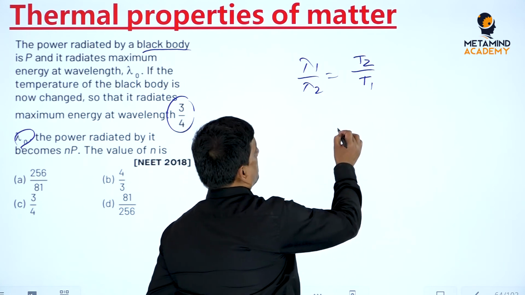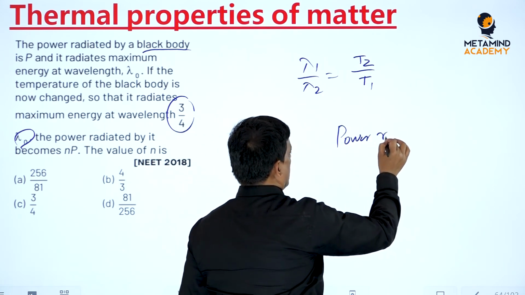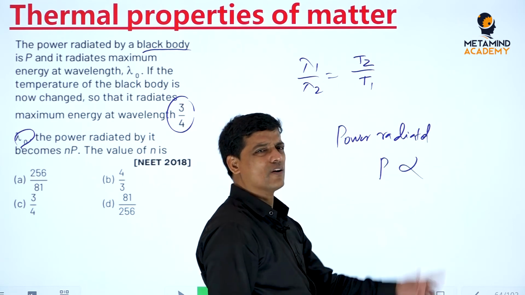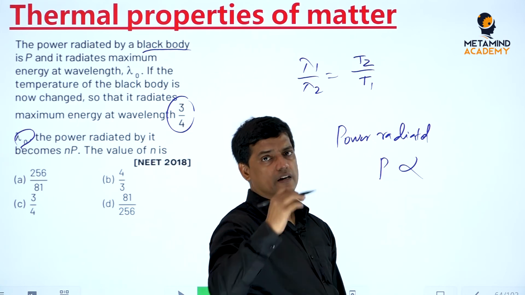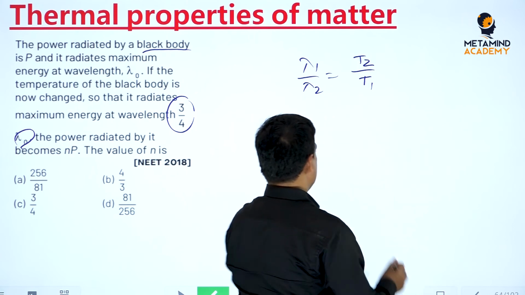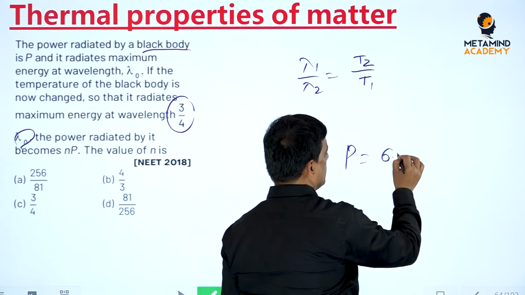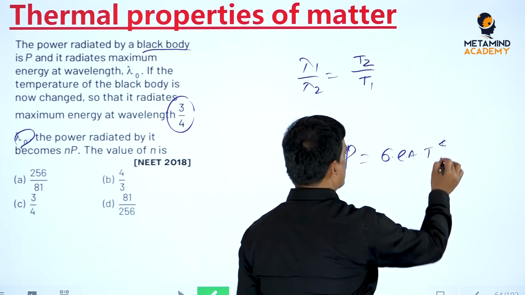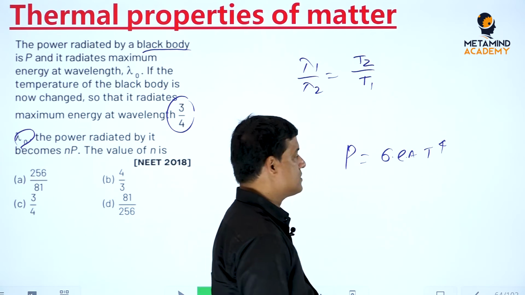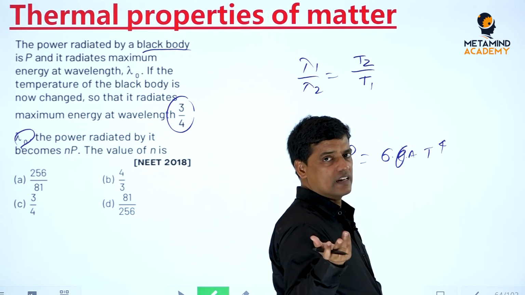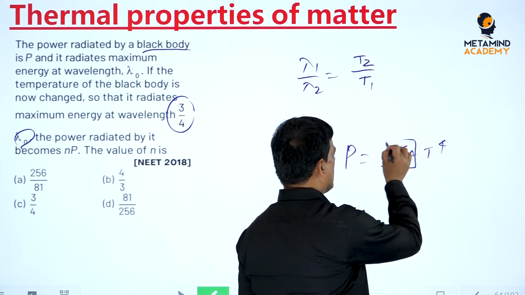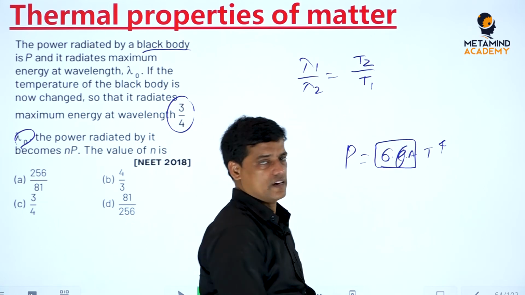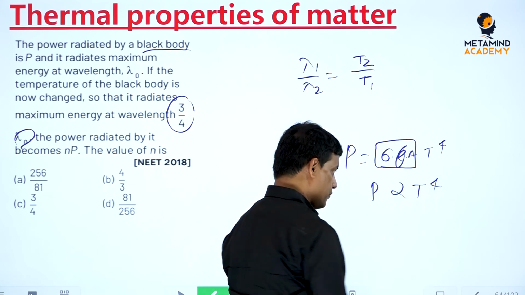What is that Stephen's law? Power radiated P is proportional to sigma E T raised to 4. If you exactly want to write it down, you can say power radiated is sigma E A T raised to 4. This is the exact equation of Stephen's law. Emissivity, I told you in general for black body. So this entire thing becomes constant as far as a body is concerned. The moment you choose a body, this entire thing becomes constant. So you can say P is proportional to T raised to 4.